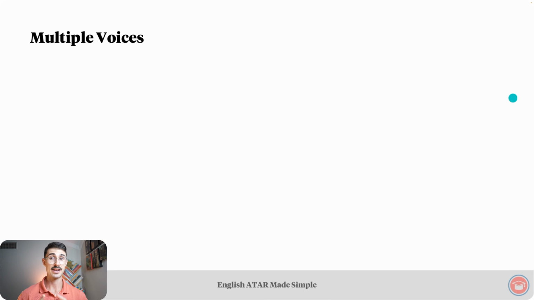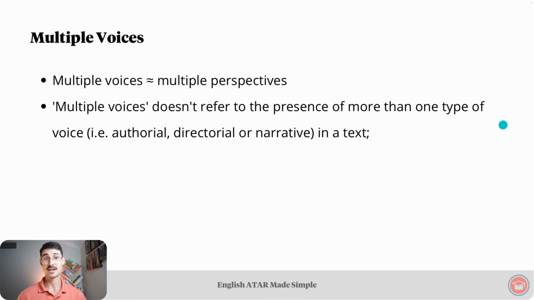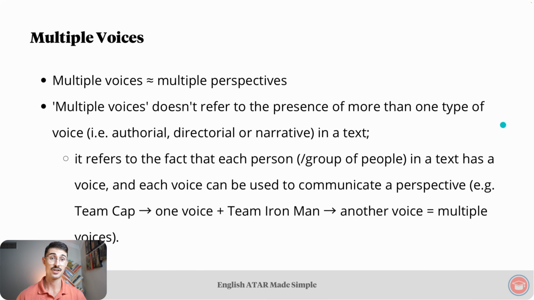Final main section of the lesson, multiple voices. Multiple voices basically just means multiple perspectives. Key takeaway, multiple voices doesn't refer to the presence of more than one type of voice, one type of authorial, directorial, or narrative voice in a text. Rather, it refers to the fact that each person or group of people in a text has a voice, and each voice can be used to communicate a perspective.